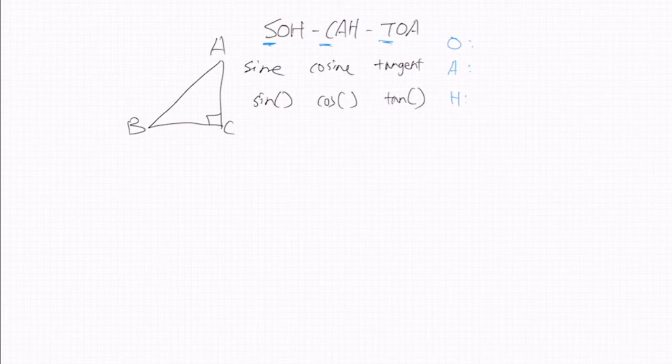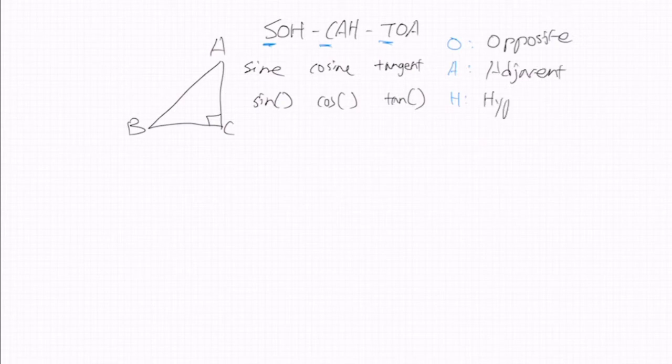Now we have O, A, and H in the SOH-CAH-TOA, right? O stands for opposite, A stands for adjacent, and H stands for hypotenuse. Okay. Now look at this triangle right here we have on the left, right triangle ABC. The hypotenuse is always the same. This guy right here, the longest side of a right triangle, the hypotenuse.